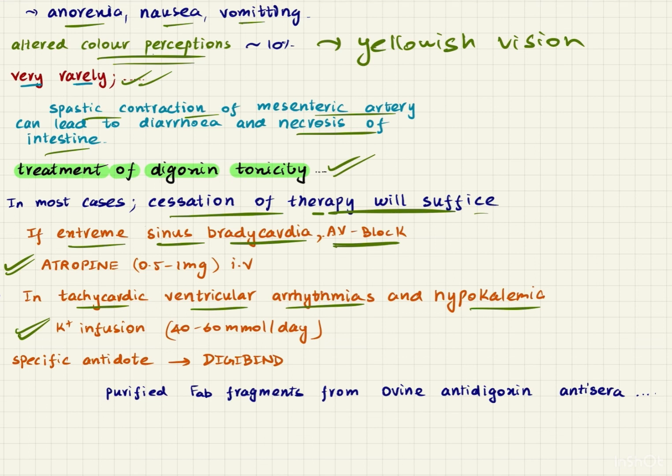A specific antidote is also available for digoxin toxicity, and that is Digibind. Digibind is obtained from ovine antidigoxin antisera, that is, antidigoxin antisera that is formed in sheep. From those antibodies obtained from sheep, the FAB fragments alone are purified, and we are using them for treatment of digoxin toxicity.